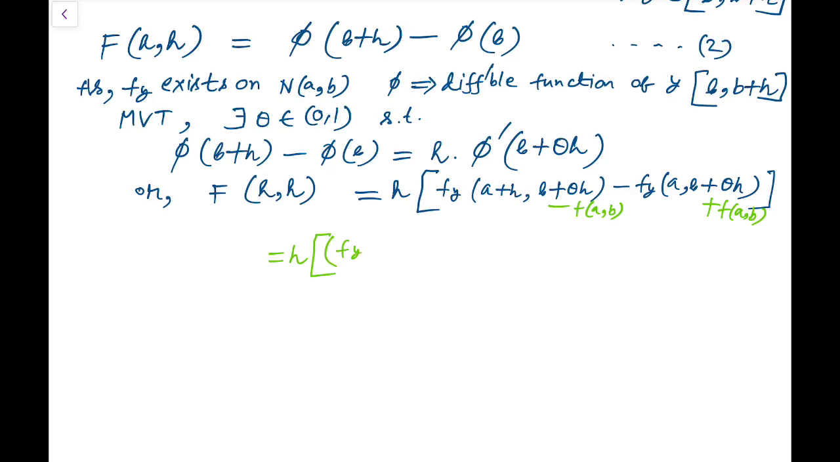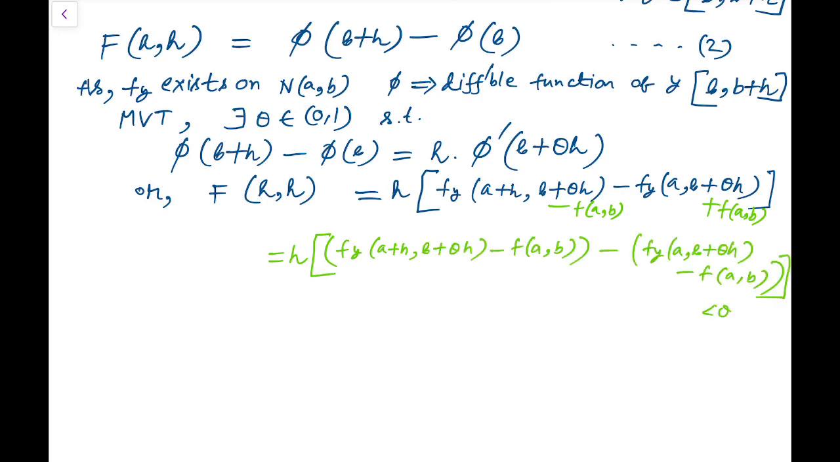So the first part we are taking in a bracket, with a plus h, and theta is between 0 and 1. Now since fy is differentiable by the assumptions of the theorem, then fy of a plus h comma b plus theta h minus, sorry, this was fy, this was fy, minus fy of a comma b.